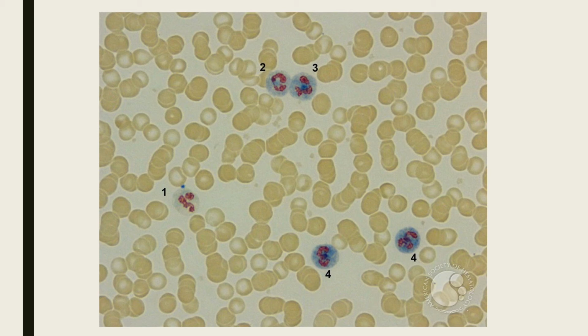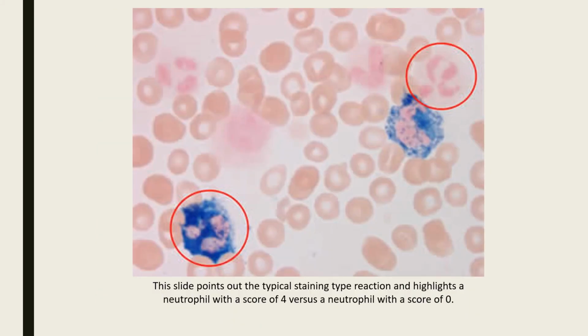Now we are going to look at the next picture. Here we can see 2 circled neutrophils. One has a score of 0, which means there are no blue granules present, which also means there is no leukocyte alkaline phosphatase activity in the neutrophil. Here we can see a score of 4 plus, which means there is high color intensity of blue color, and therefore high leukocyte alkaline phosphatase activity.